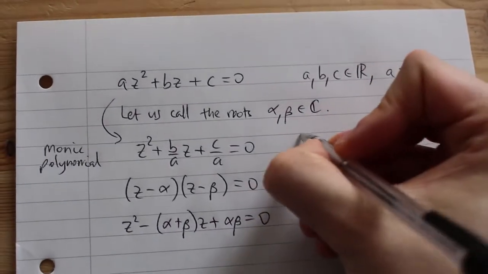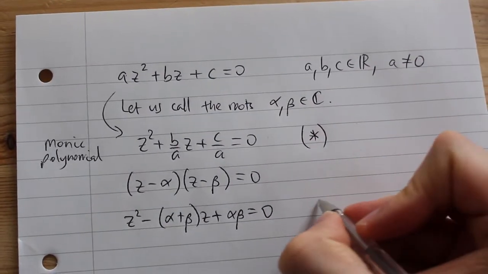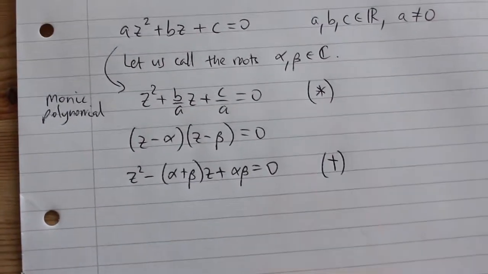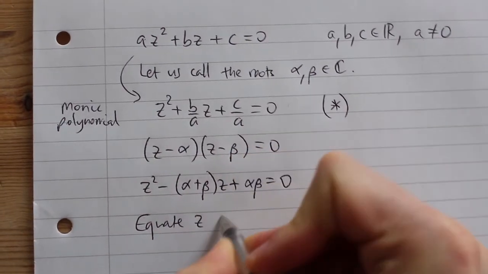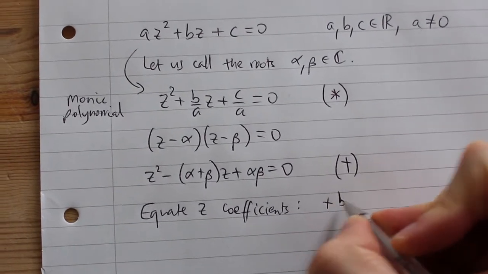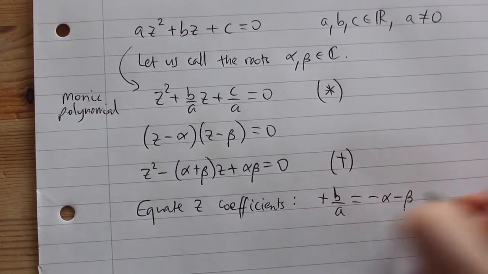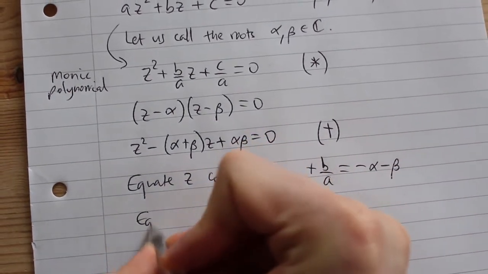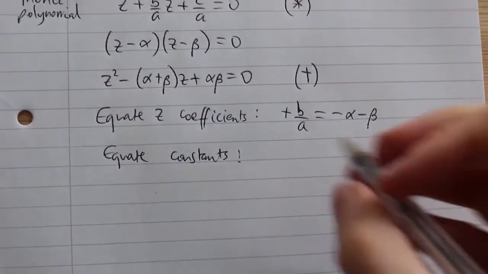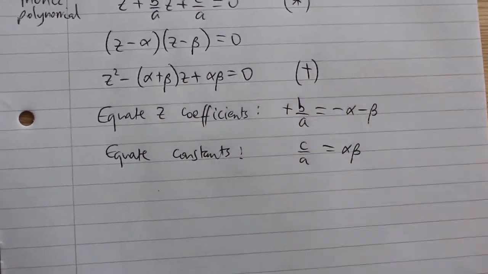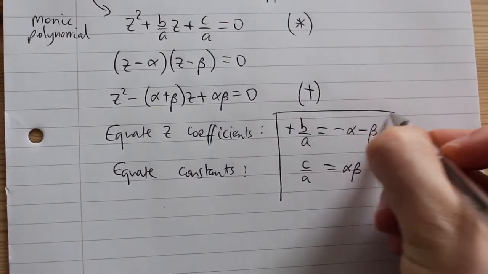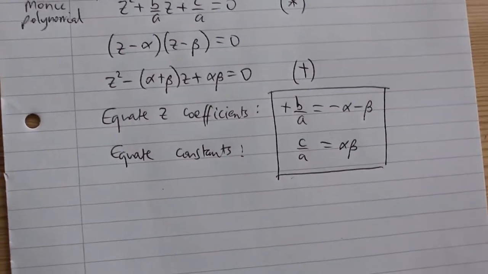And then if we compare this equation star with this equation dagger, we can see that if we equate the z coefficients, we have b over a equals minus alpha minus beta, and if we equate the constants, we have c over a equals alpha beta. So these two equations here are quite useful.